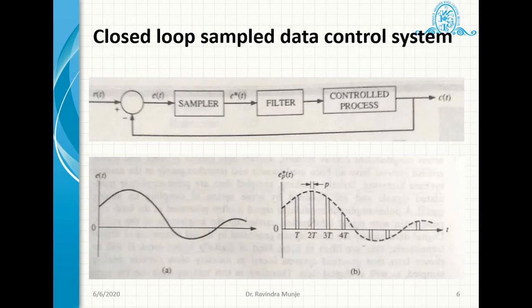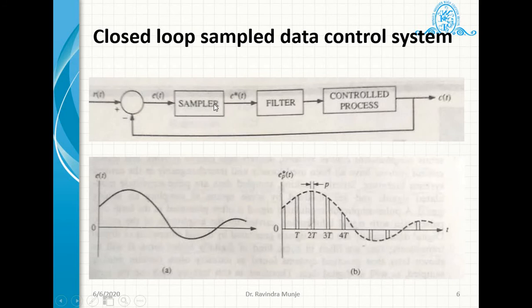And when we say sampled data control system, then it includes only sampled signal, like in this case. This is a sampled data control system, right? So here in this sampled data closed loop system, we have a controlled process, which is nothing but our system or the plant. This is our output. The output is compared with the reference value. Error is generated, and the error is given to the sampler.